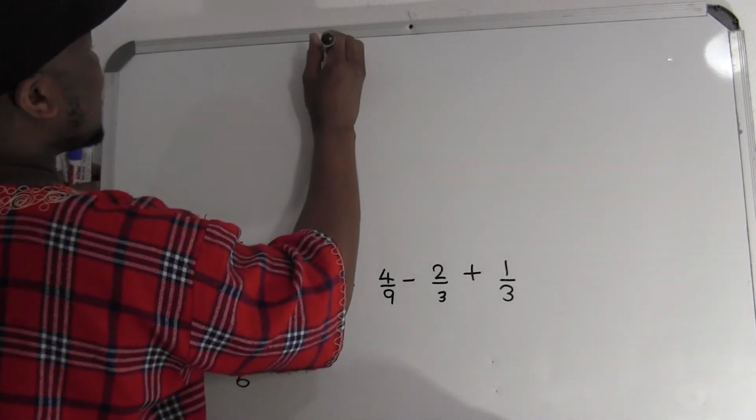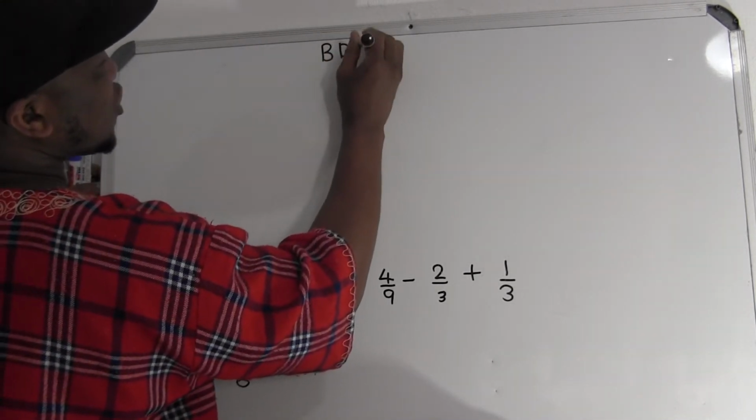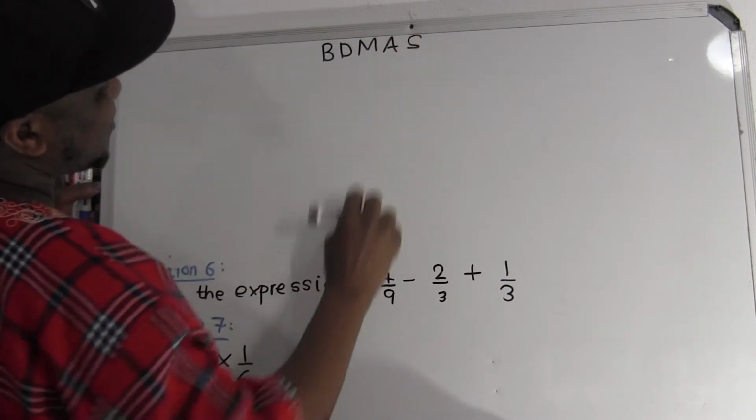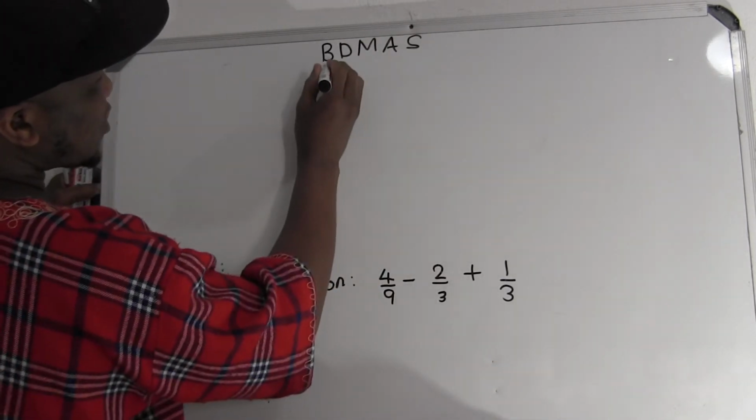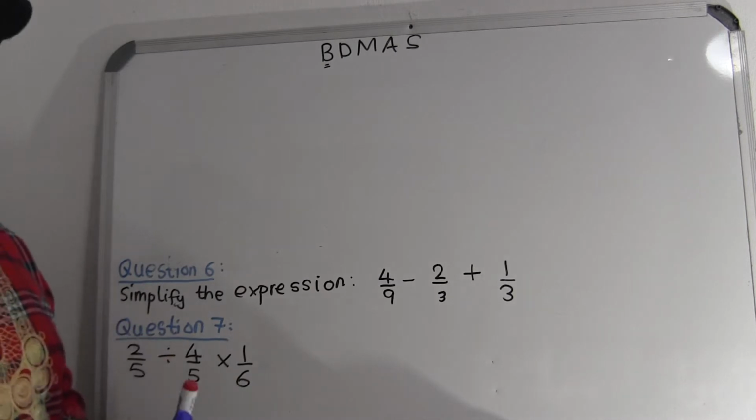There's something called BODMAS. Sorry, this is called BODMAS. Whenever you have a lot of signs, always start with a bracket. If you have a bracket, start with it.